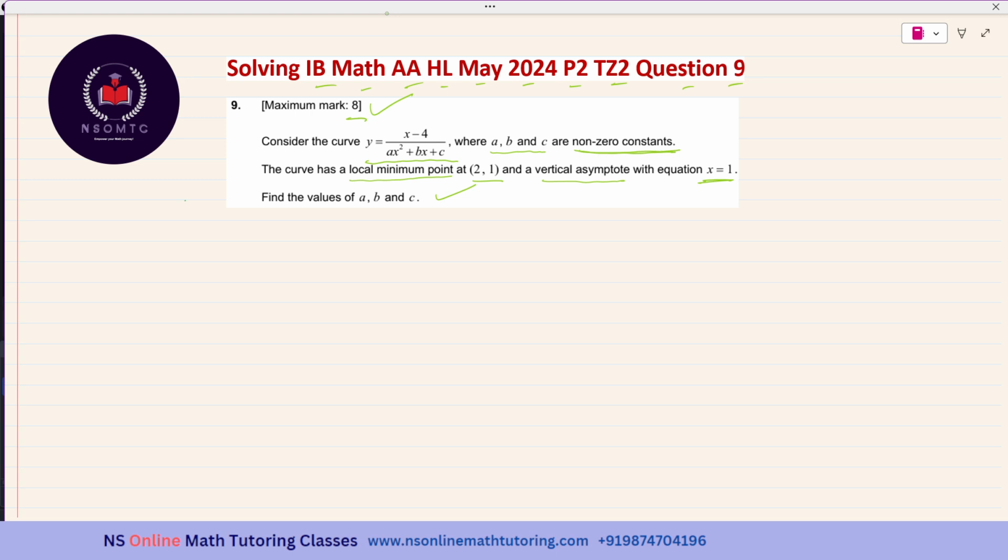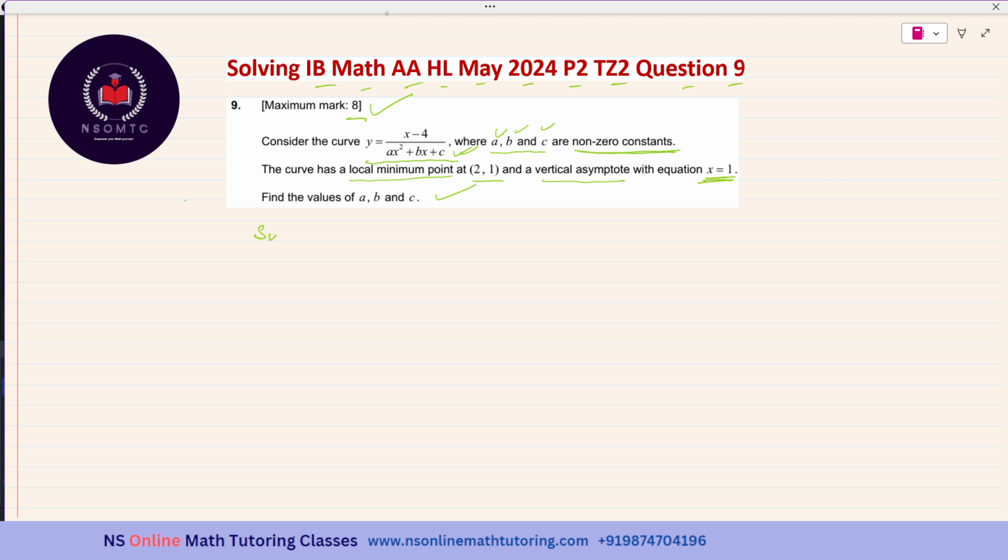Okay, so the vertical asymptote has the equation x equal to 1. So x cannot be equal to 1. If x is equal to 1, then the denominator has to be equal to 0. So from here, we will be getting the first equation. We need 3 equations because there are 3 unknowns. Okay. So let us write the first equation with the vertical asymptote information.